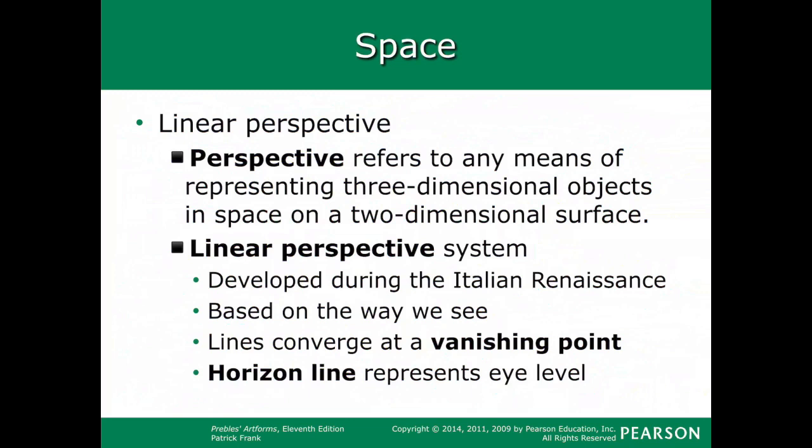And that's why many of us know who Da Vinci is, because he was a great master in creating depth and realism using a technique such as this. And we're going to talk a little bit about that eventually. So the linear perspective system developed during the Italian Renaissance is based off of the way we see. It is based off of these lines that converge to a vanishing point. And what does that mean?